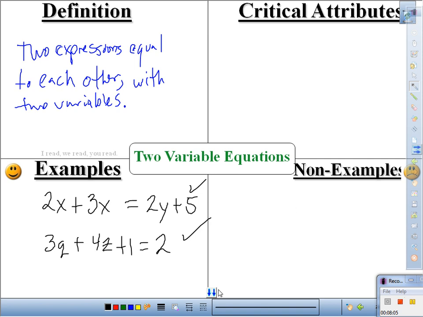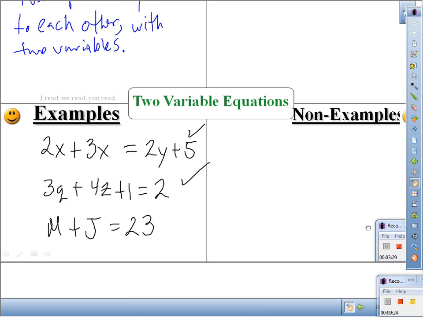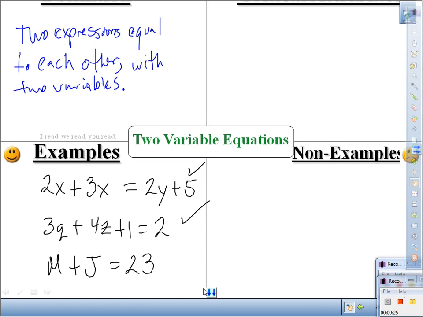All right. So you got your third one. I'm going to write one myself. I'm going to write m plus j equals 23. All right. Pretty good, right? Get it? MJ? Never mind.